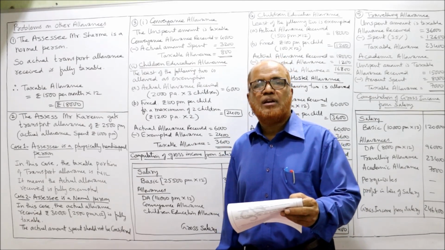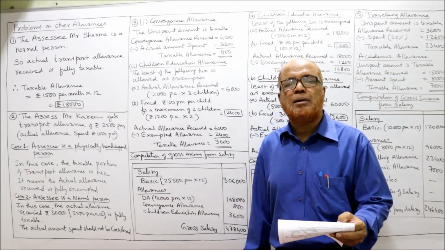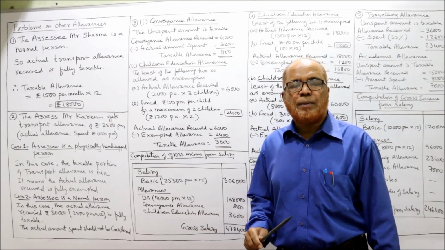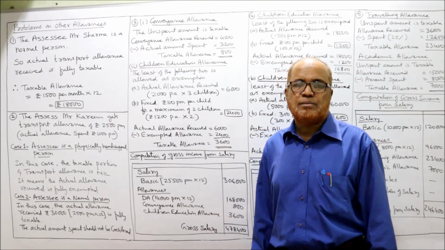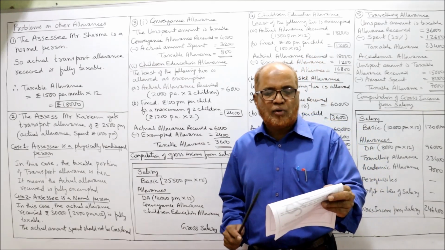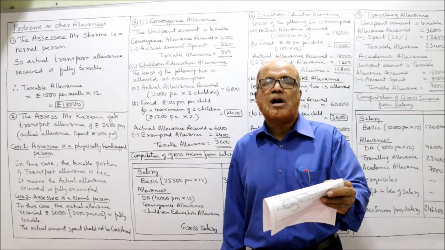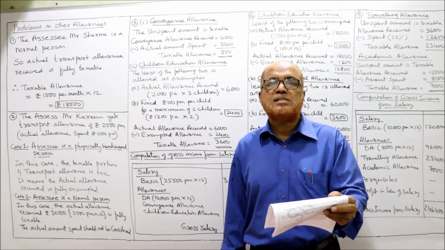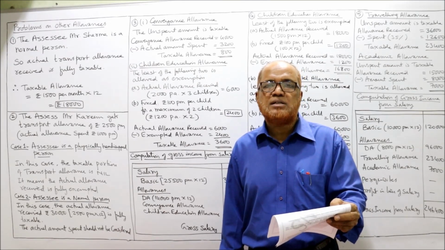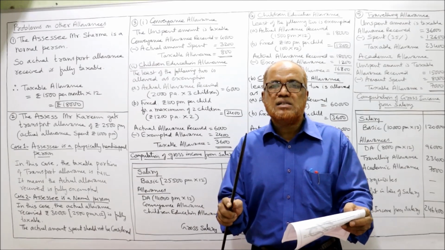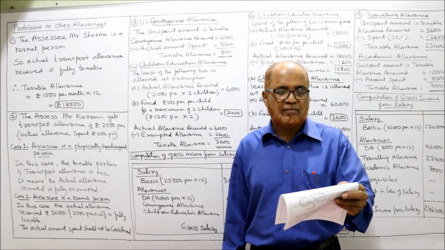A specific provision is given regarding conveyance allowance by the Income Tax Act. According to the provisions of the Income Tax Act, the unspent amount is taxable. So he has received 4,000 rupees as conveyance allowance. Out of that, 3,200 he has spent. So the remaining 800 rupees unspent is fully taxable. This is the provision regarding conveyance allowance.